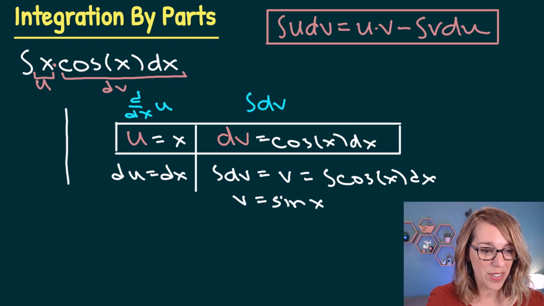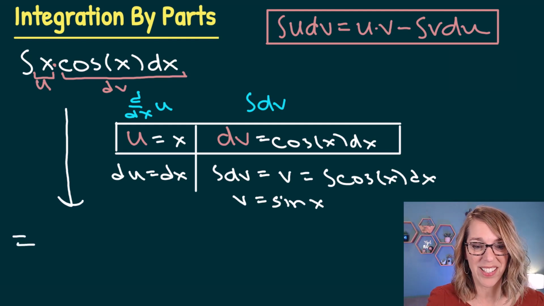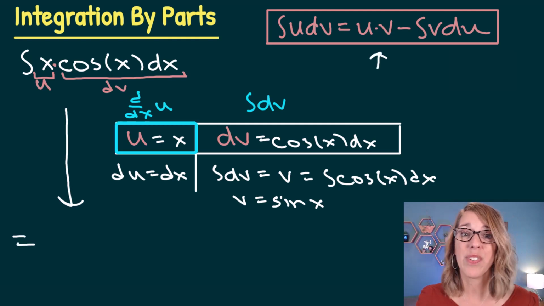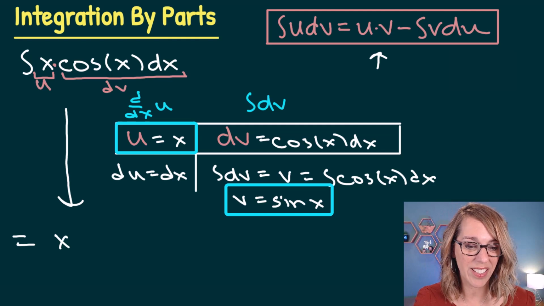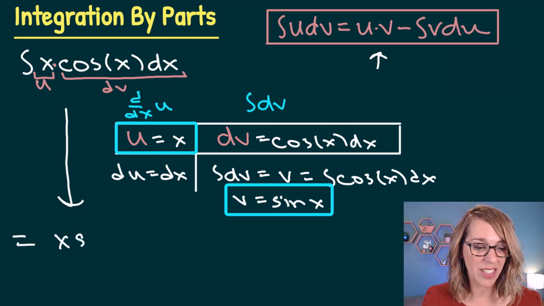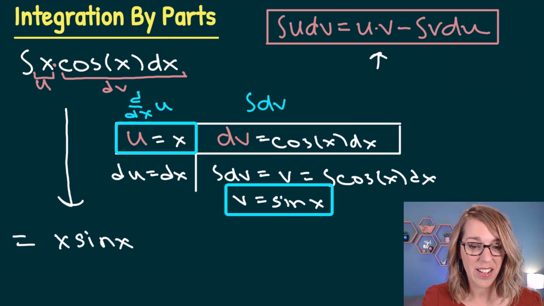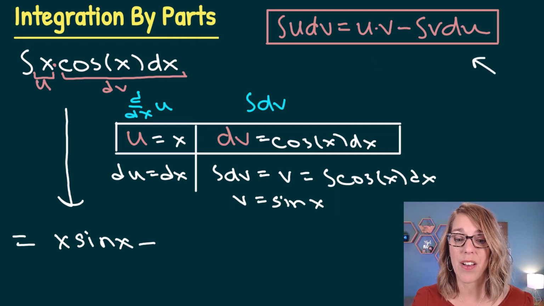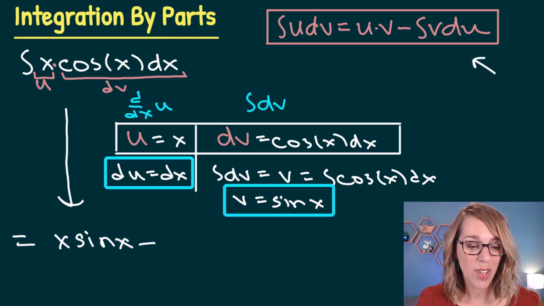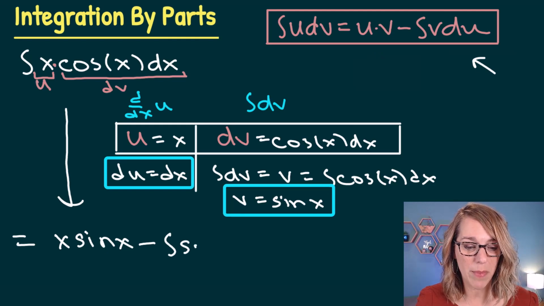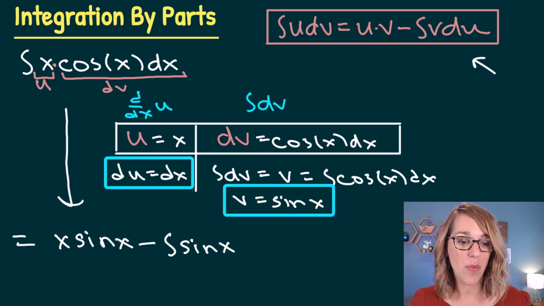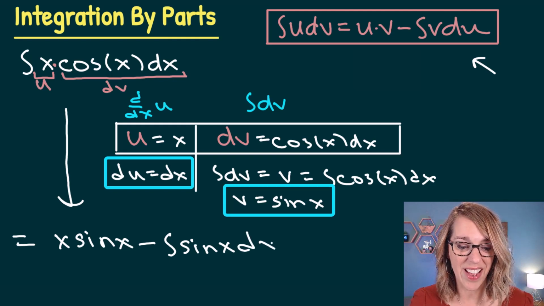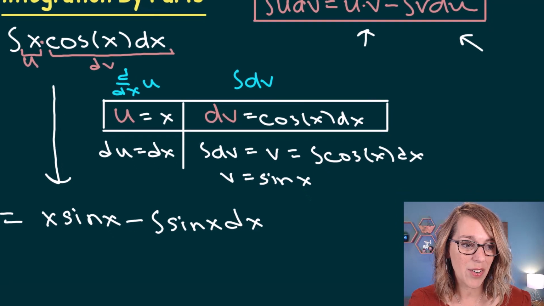So taking my integral, I'm going to apply my formula starting with u times v. So the integral of x cosine x is equal to u, which is x, times v, which is the sine of x, minus the integral of v du. So I want an integral followed by my expression for v, which is the sine of x, and du was dx. So I've got a really nice integral to solve.